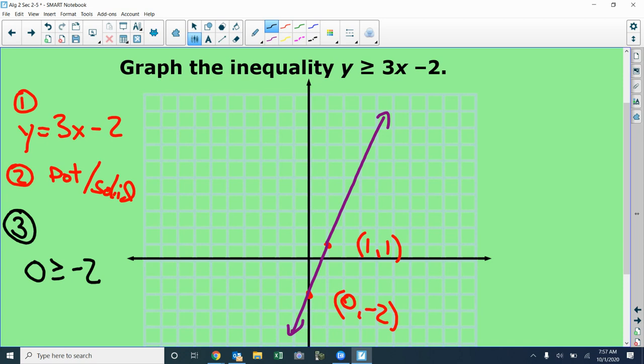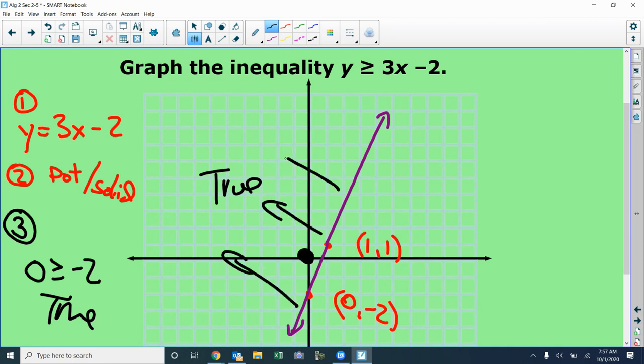Because we plugged in zeros from this side. So we're figuring out if this upside here, where the 0, 0 origin is, is that true or false? Is 0 greater than -2? Yeah, this is true. So that means this side's true, because I test valued on this side. Lemon squeezy?